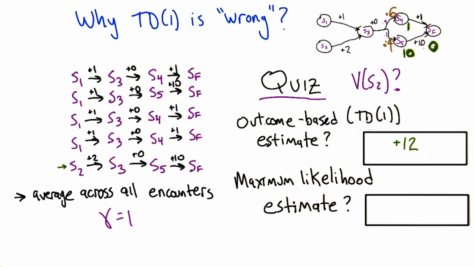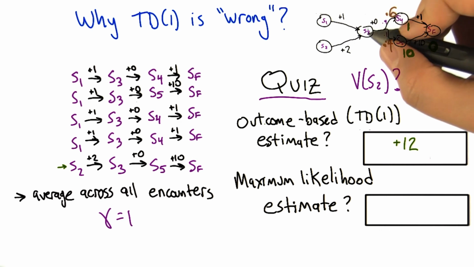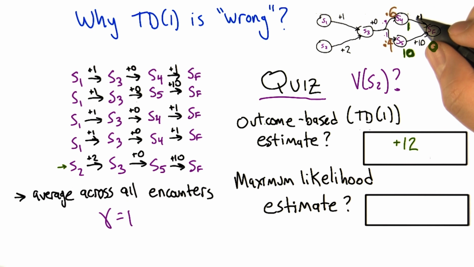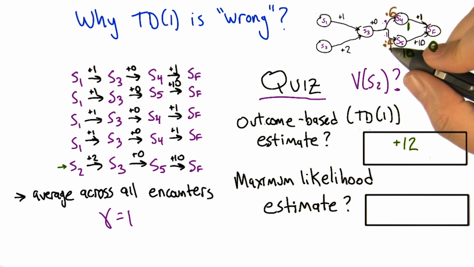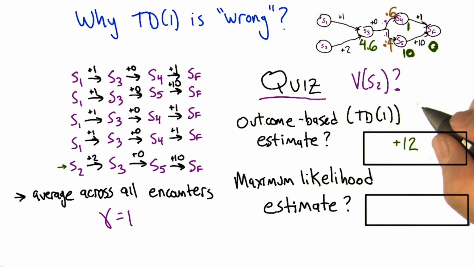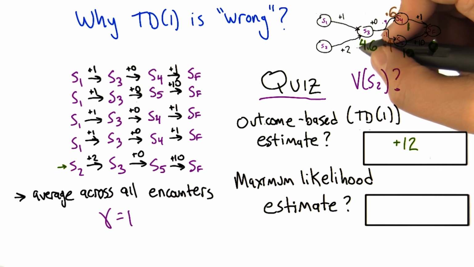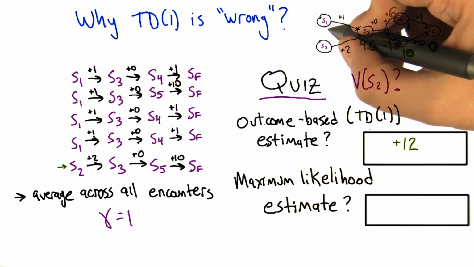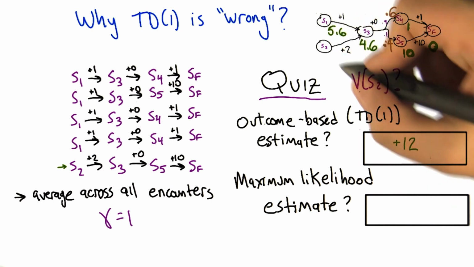Thank you, determinism. Okay, so S3 then, 6/10 of the time we'll get a value of 1, and 4/10 of the time we'll get a value of 10. So that would be 0.6 plus 4, 4.6. That is indeed 4.6. Cool. So who cares what S1 is, but I guess we can go ahead and compute it. It would be 5.6, because it's plus 1, 4.6.